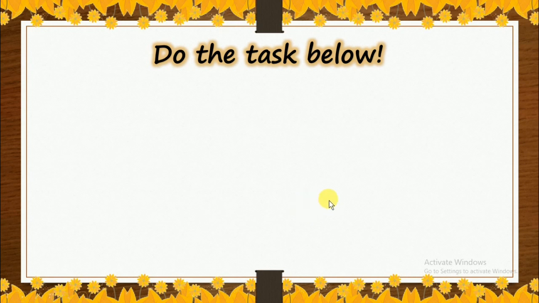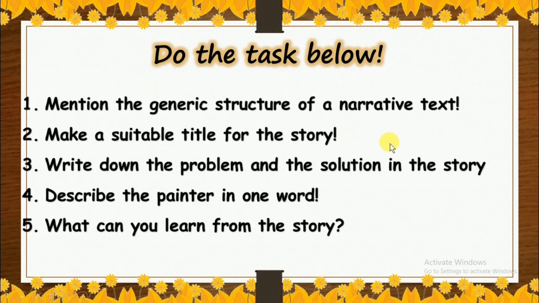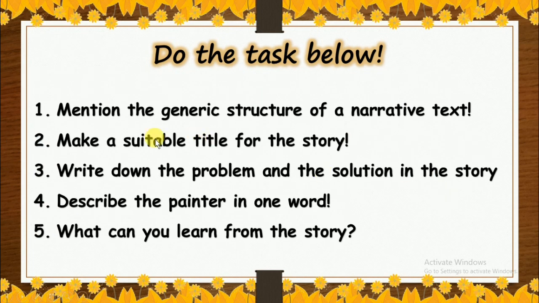Okay, after listening to the story, do the task below. There are 5 here. First, mention the generic structure of a narrative text. Second, make a suitable title for the story. Third, write down the problem and the solution in the story. Fourth, describe the painter in 1 word. And the last, what can you learn from the story?